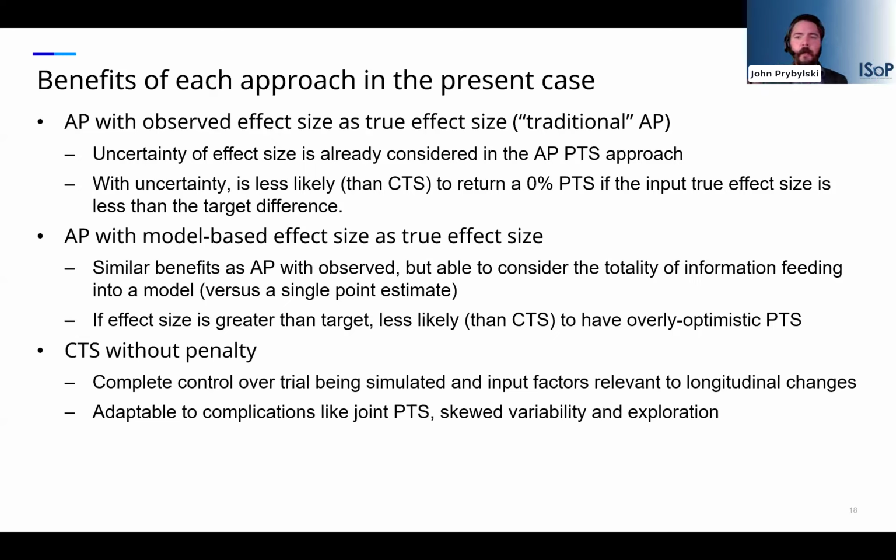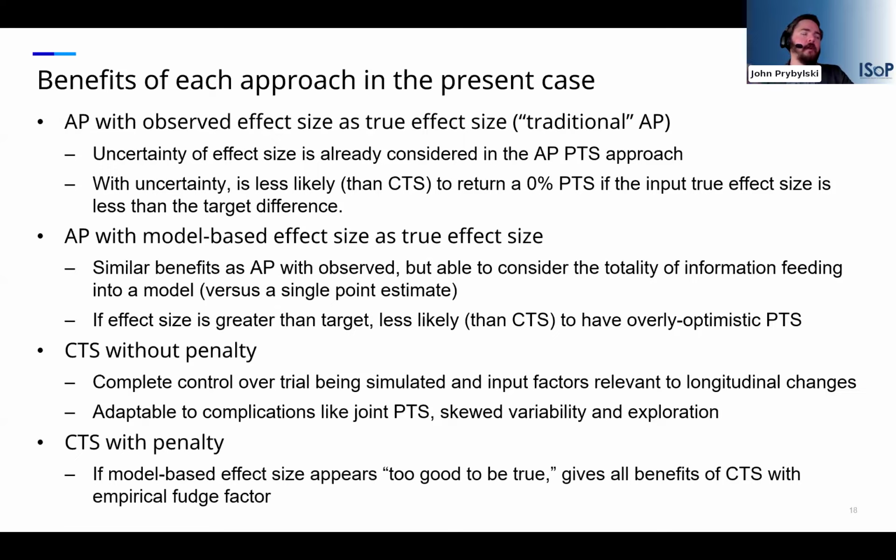And then CTS without penalty is just the typical approach you might use if you're doing PTS with an exposure response model. What's nice about that is you really have complete control over how the simulation is set up. You're able to consider early factors that have an effect later on in the longitudinal time course. And you can consider other interesting things, for example, we have a very high probability of meeting our actual primary endpoint, but we really think PTS should also consider this additional endpoint. So you can consider joint PTS, which would be relevant if we had to consider safety. You can also consider special statistical factors like skewed variability in a different way than you could in average power. And you can explore other factors like, what if our dropout was much higher than we expected? Or what if our effect in placebo was much higher than we expected?